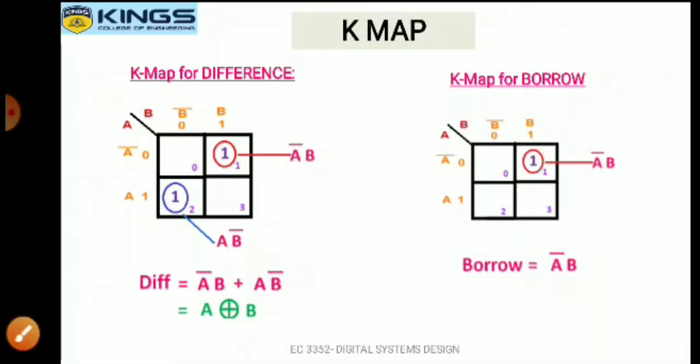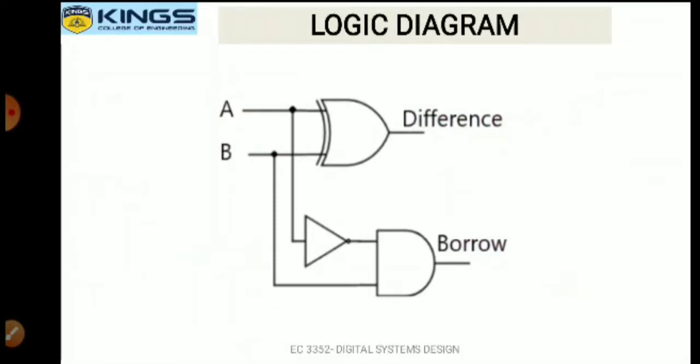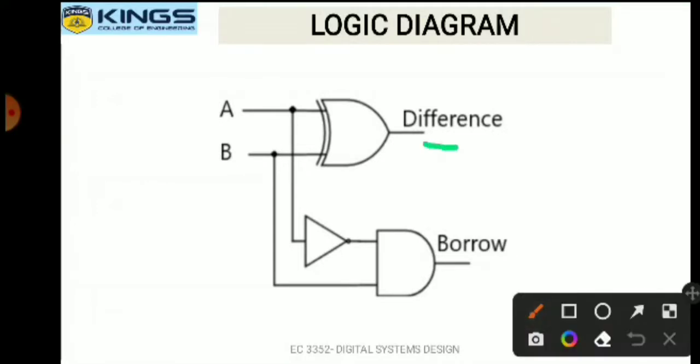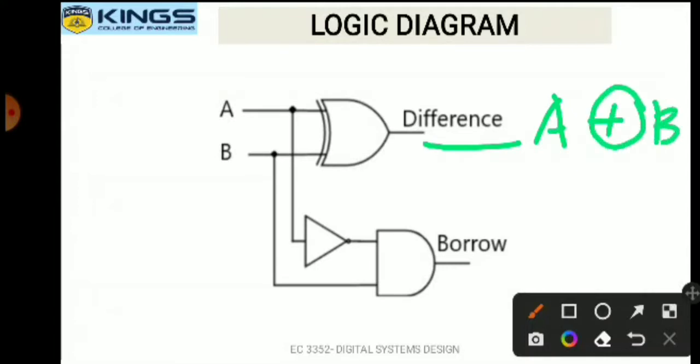By considering these two expressions, difference and borrow, we have to draw the logic diagram. Next one is the logic diagram, not the K-map. After obtaining the expressions for difference and borrow, we have to draw the logic diagram. So this is the logic diagram. See here, this is the difference and borrow. The difference expression is nothing but A XOR B, so this is the XOR gate.